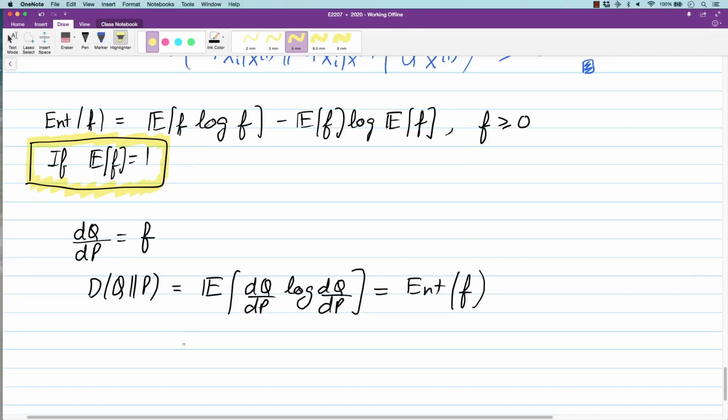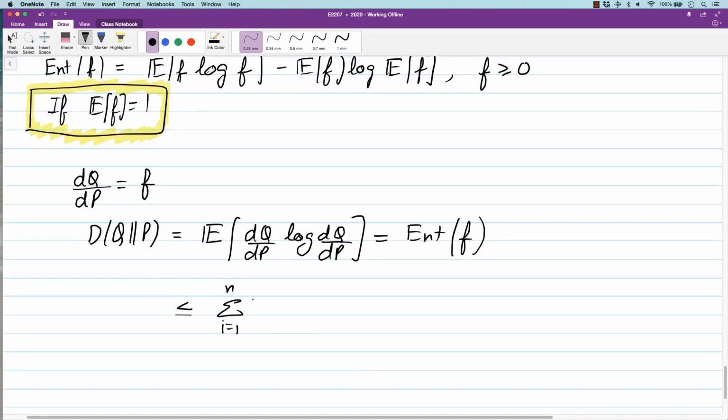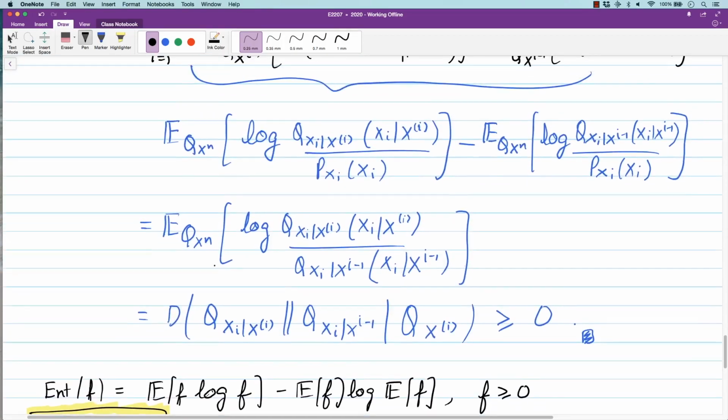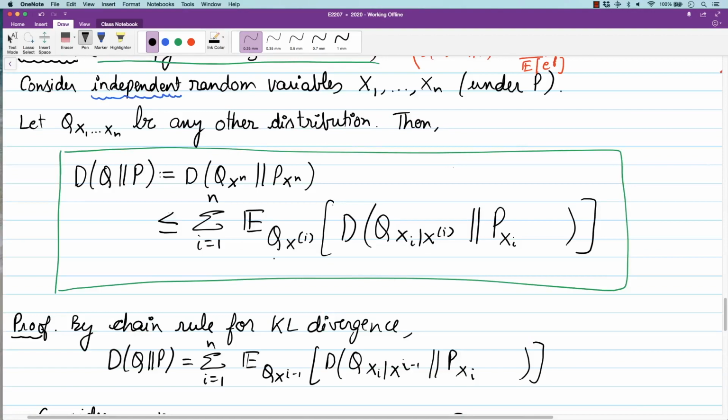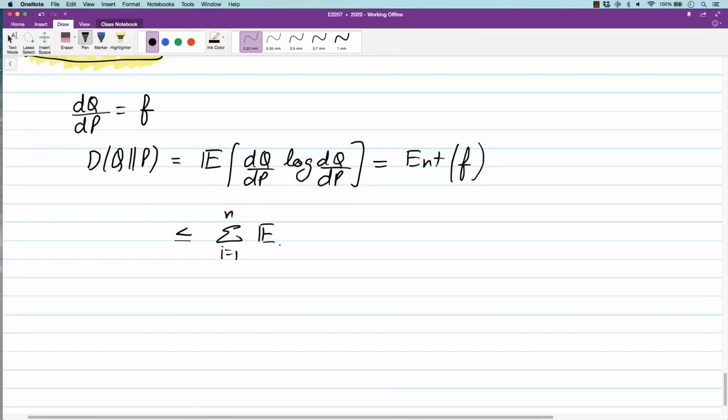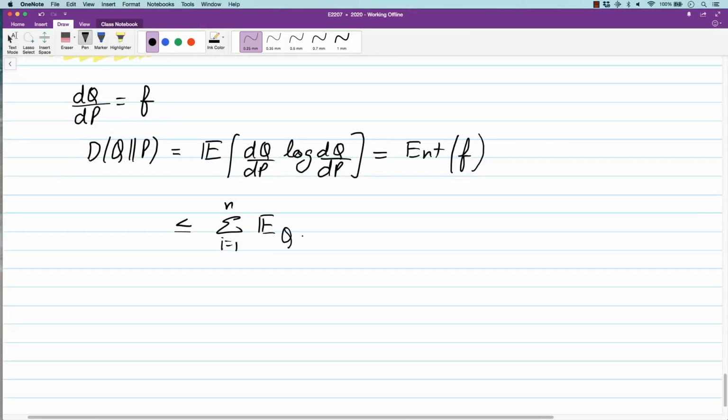Okay, and we saw that this entropy of this divergence is less than or equal to the summation i equal to 1 to n of the expected divergence, expectation over this q of x_i. So the expected value over q of all but the ith guys of the divergence between q of x_i given all but the ith guy and p of x_i.